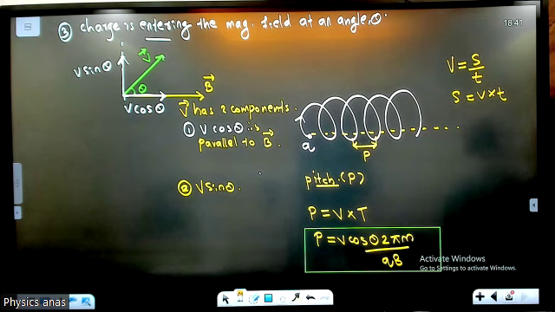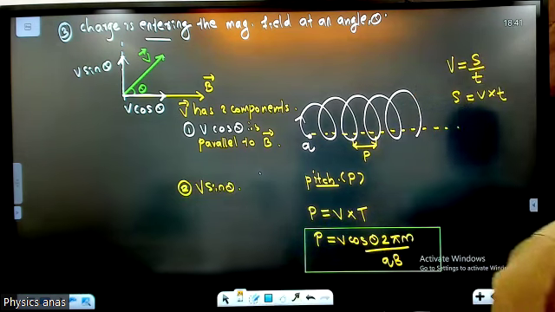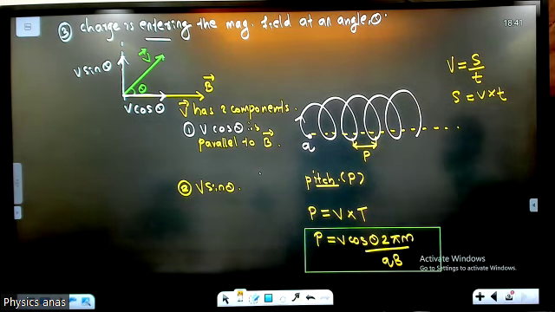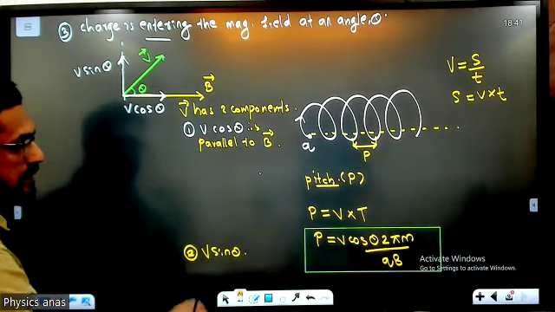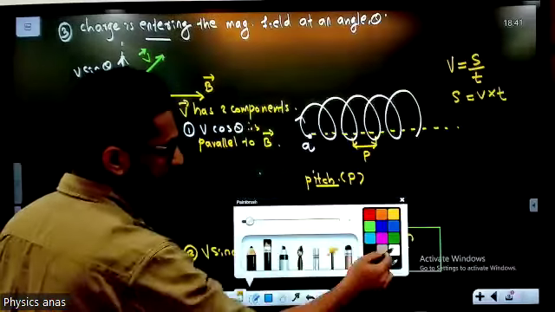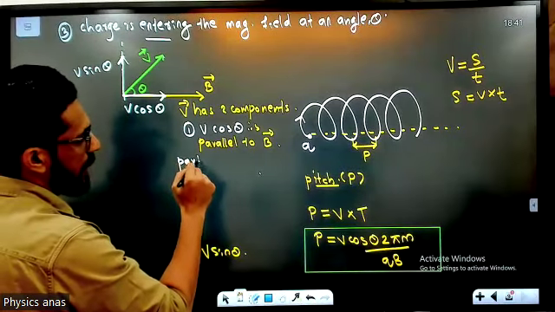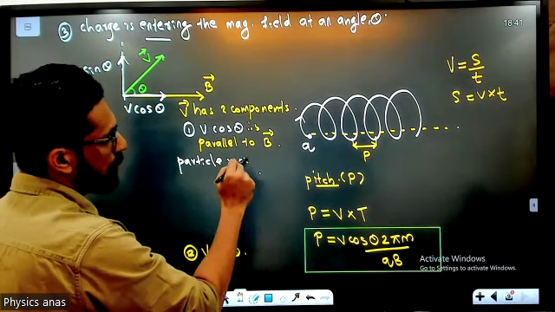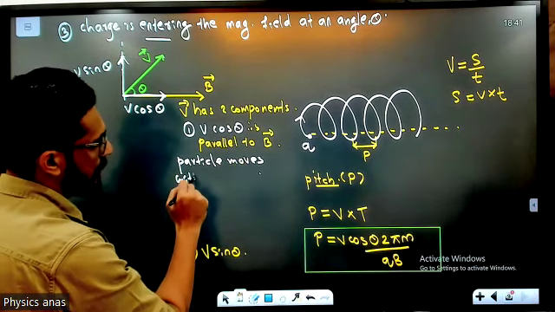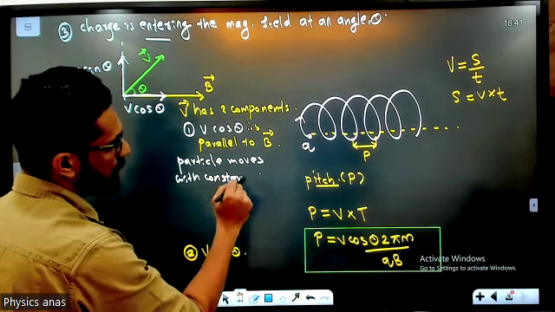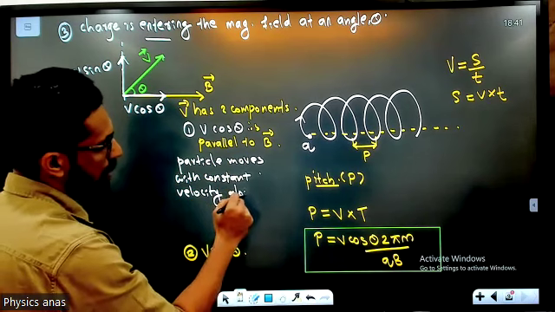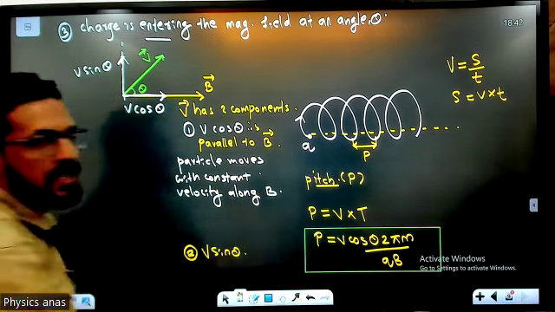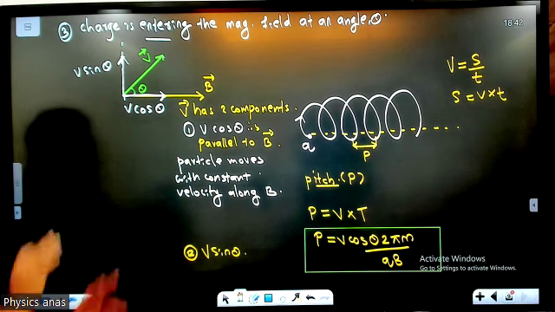Below that, particle moves with a constant velocity along P. What happens to the particle? It moves with a constant velocity along P. This is a translational motion, right?